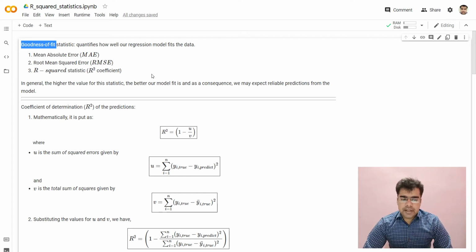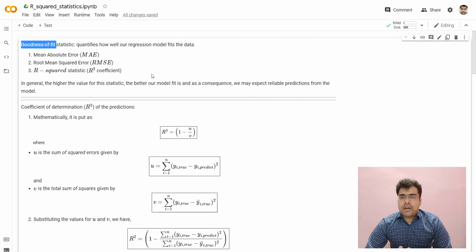Mathematically, we first define what the R squared metric is all about and how it is computed. R square is basically a fraction which is subtracted from 1. This is a very vague definition of R squared statistics, so now let us try to understand what that particular fraction is.